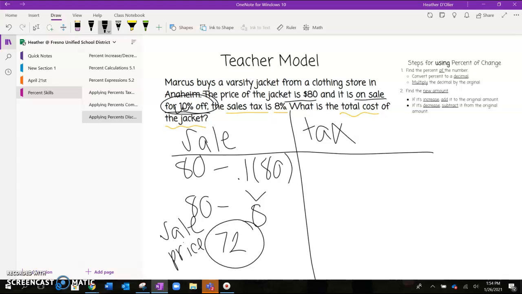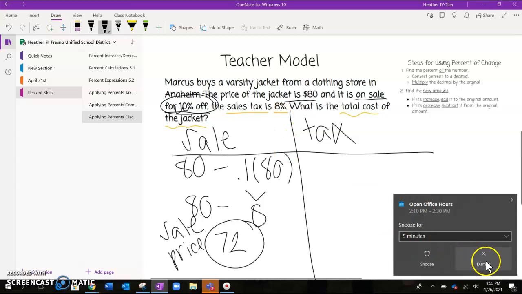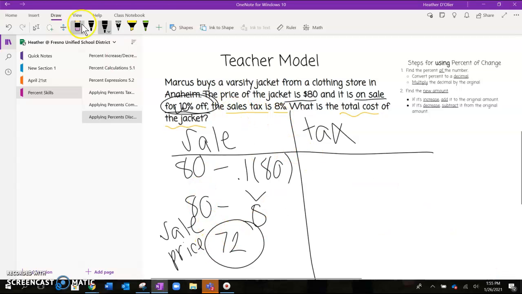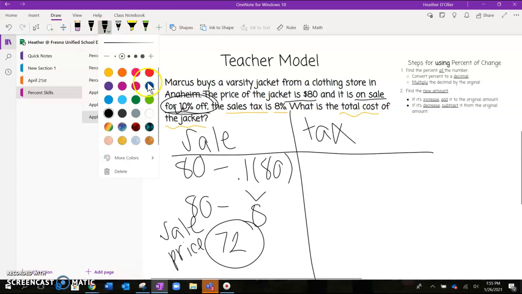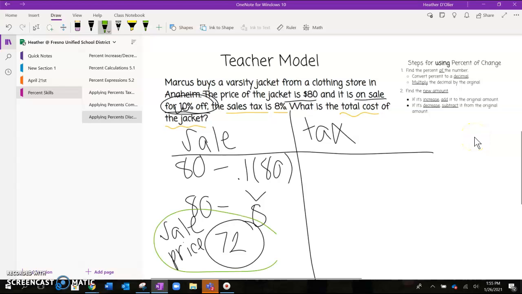Now I need to apply tax. And remember that percents are going off of the total. They're not going to tax me on the $80 original cost. They are going to tax me on the sale price. I'm going to do it in green. So sale price, this is what they're taxing me on. So I'm setting up a similar expression, except with a different percent, and I'm going to add them because it's an increase. So let's just start from the beginning.